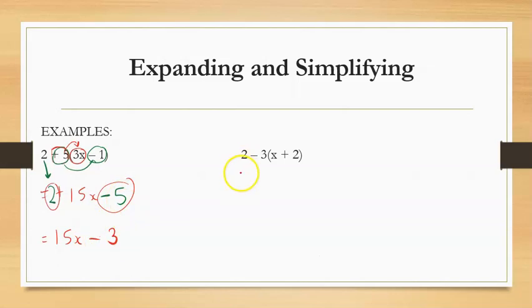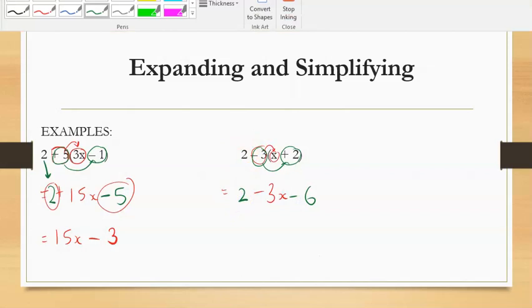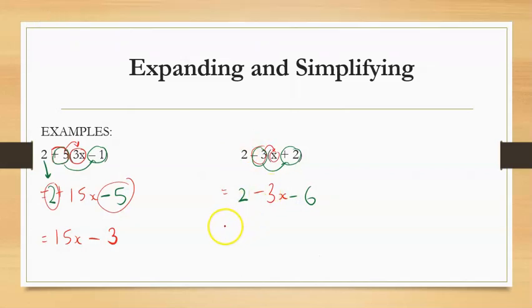Looking at the next example here, you've got negative 3 multiplied by x, which is negative 3x. Then you've got that negative 3 multiplied by the positive 2. So 2 times 3 is 6. The signs are mixed, so it's a negative. And then we bring down this 2. And now you collect the like terms. So we've got negative 3x, I'll write that first. And then you've got the 2, subtract 6. You're at 2 on the number line, you're going to subtract 6. So you're at negative 4.